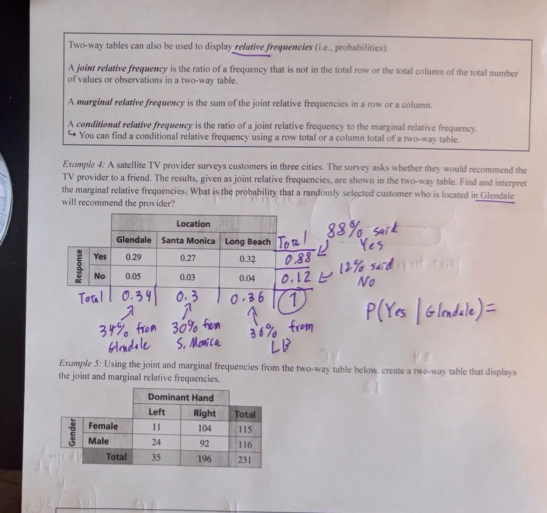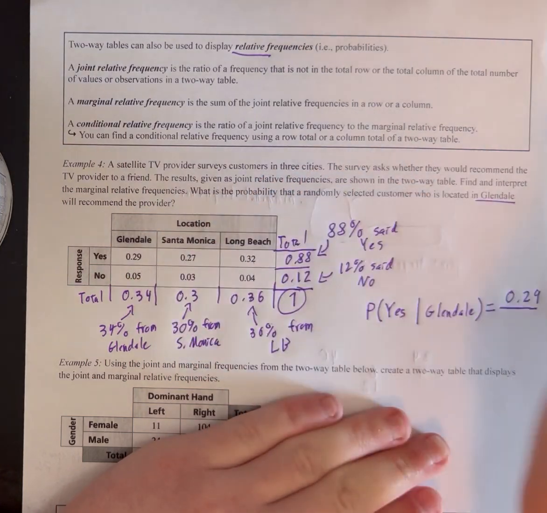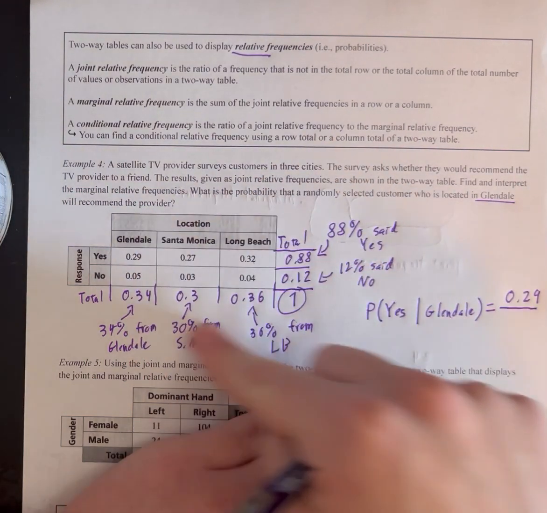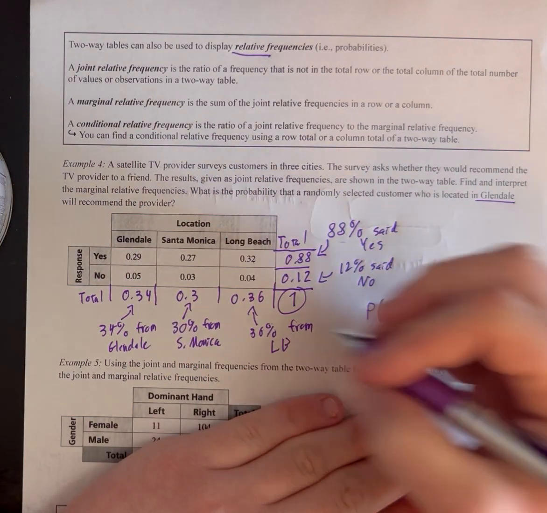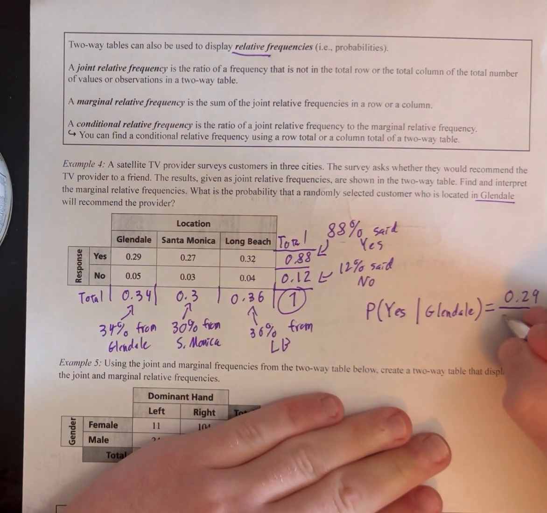So the way you're going to do this is you're just going to take 0.29. That's how many people said yes from Glendale. Well, that's the percentage of people overall, divided by how many people overall are from Glendale. So it's like 0.34 of the total population.